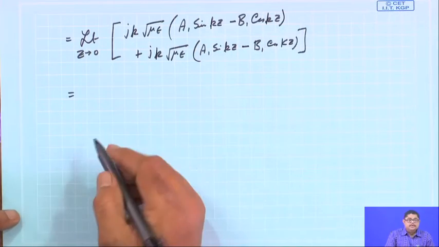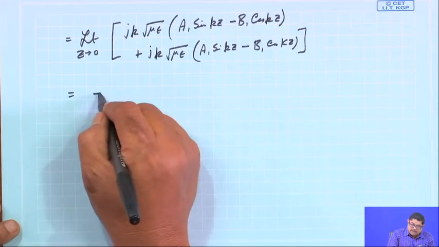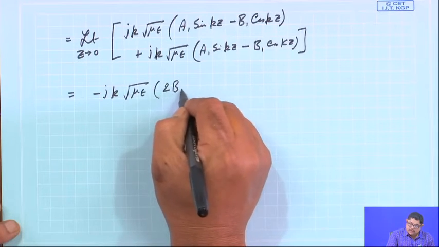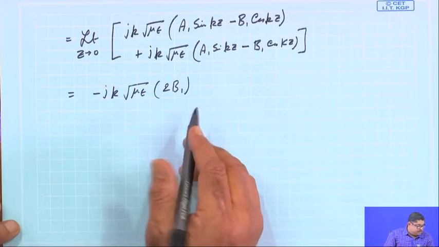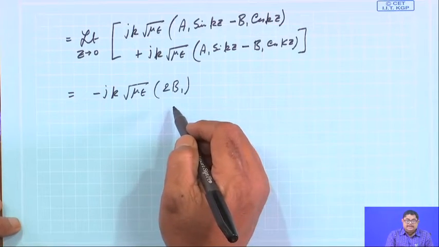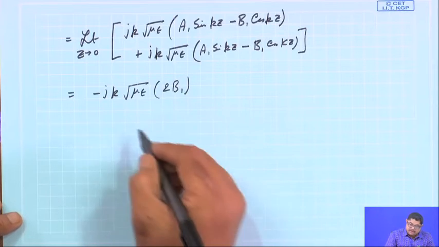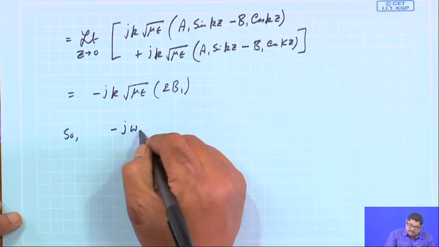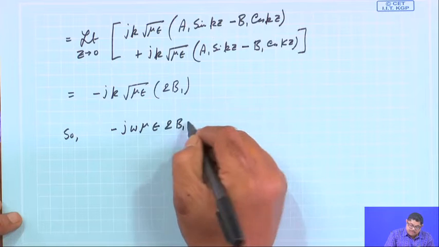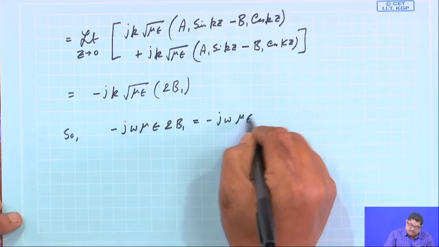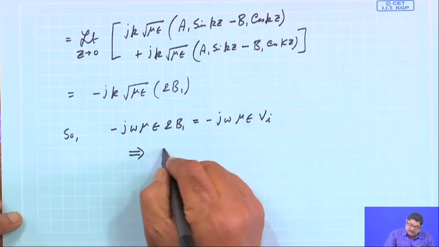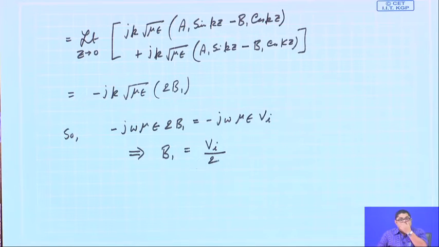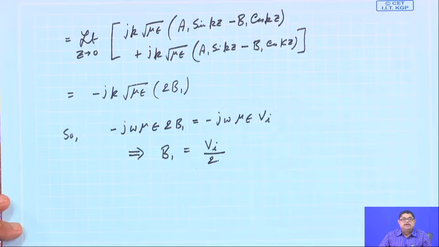Now, you enforce the limit. So it will be minus j k mu epsilon 2 B1. This is your LHS, RHS we have found, equate these two. So we get minus j omega mu epsilon 2 B1 equals minus j omega mu epsilon V_i. That implies that the B1 value I got is V_i by 2.